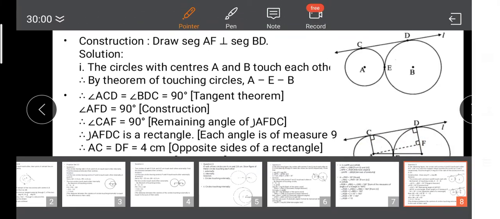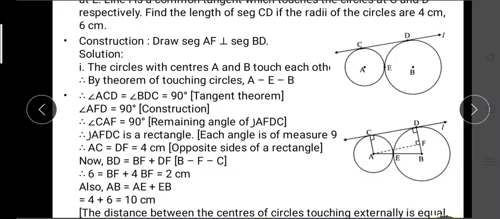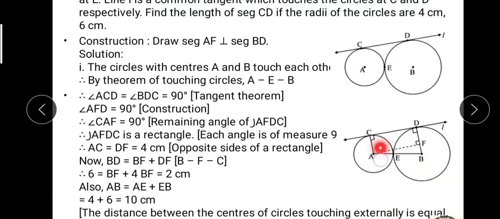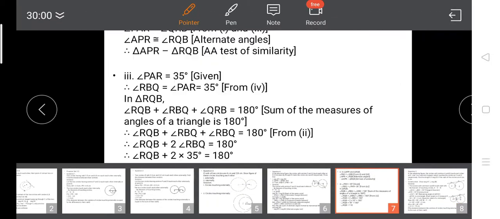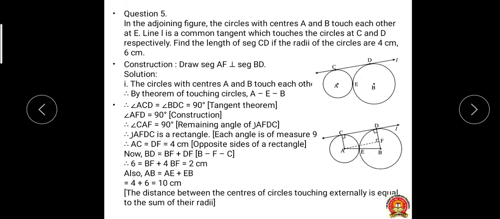Now see this rectangle formed, A, C, D and F. In this quadrilateral, three angles are 90 degrees, so the fourth angle is also 90 degrees. Therefore angle CAF is equal to 90 degrees. Now AFDC is a rectangle, so AC is equal to DF. What is AC? It is 4 centimeters. So DF is also 4 centimeters.